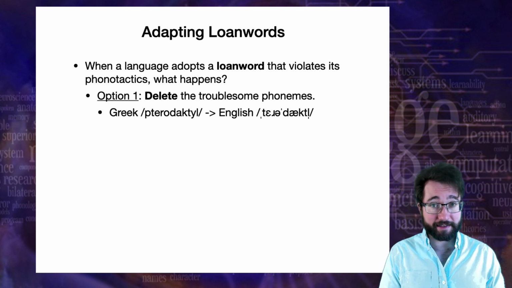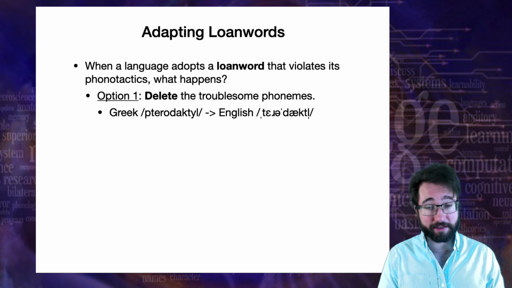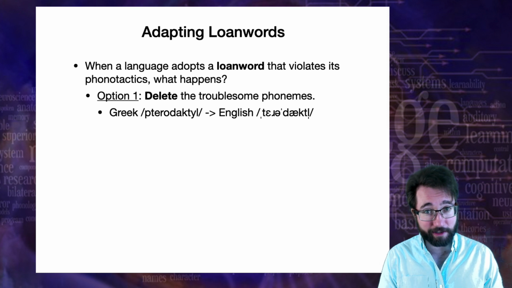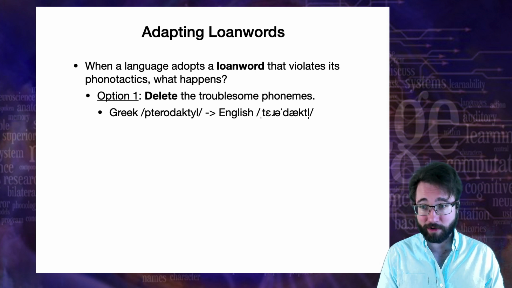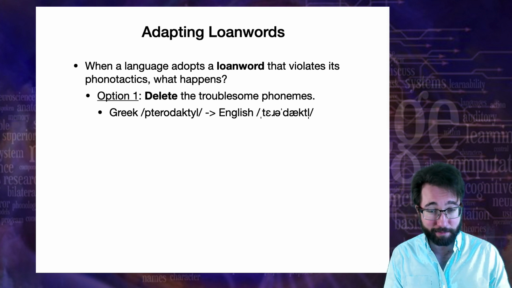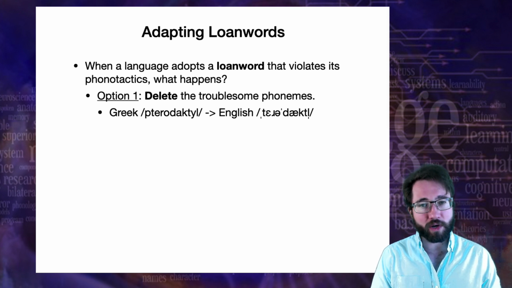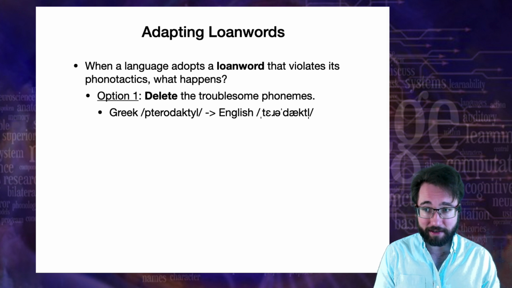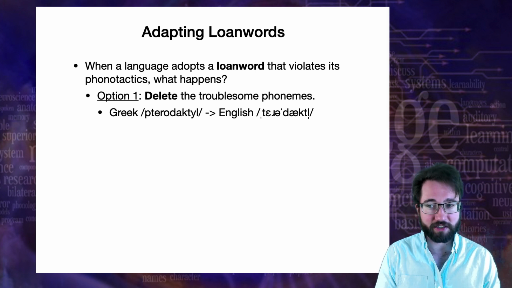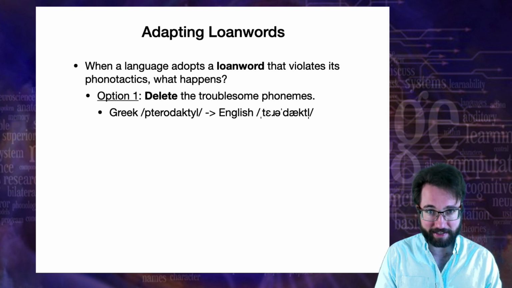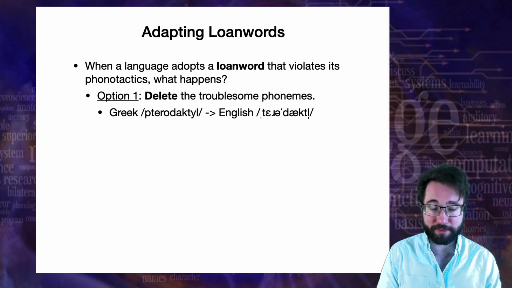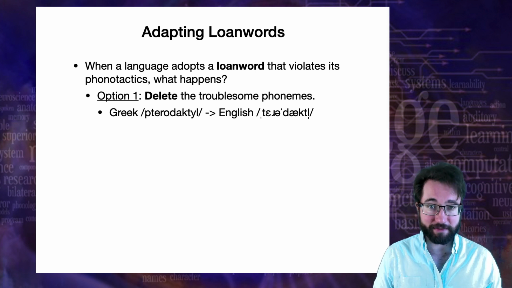So we had this in English. In Greek, there was this word, pterodactyl, which meant something like wing finger, but it was later used in English to refer to a kind of dinosaur. When this word was adapted from Greek into English, there was a problem because the Greek word starts with a consonant cluster, pt, which is not allowed in English. English does not allow consonant clusters like pt with two stops at the beginning of a syllable.